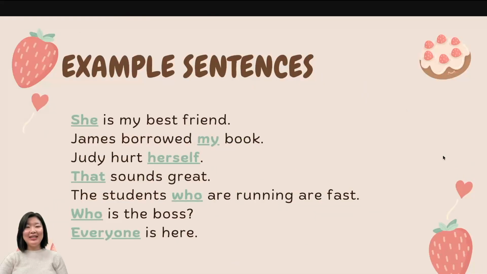So let's take a look at the example sentences. She is my best friend. So in this sentence, she must be replacing a noun. James borrowed my book. Judy hurt herself. That sounds great. The students who are running are fast. Who is the boss? Everyone is here. So these are the different types of pronouns that we use in English sentences.